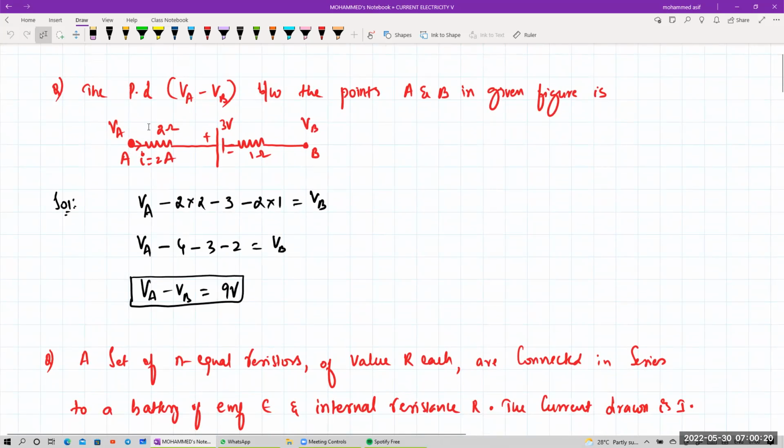Apply the KVL rule, beta. You're passing from VA. So here it is VA. In the same direction of current, I'm taking negative. So I into R: the I value is 2, the resistance is 2 ohms, so 2 into 2. I'm going from positive to negative, where I'm ending, that I'm taking as the sign convention. So it is minus 3. Again moving in the same direction, the current here is 2 ampere, so 2 ampere into the resistance 1. That will be equal to VB. So it is VA minus 4 minus 3 minus 2 is VB. So VA minus VB is equal to 9 volts. Choose four, sir. Yes, sir. Direct application. Yes, sir.